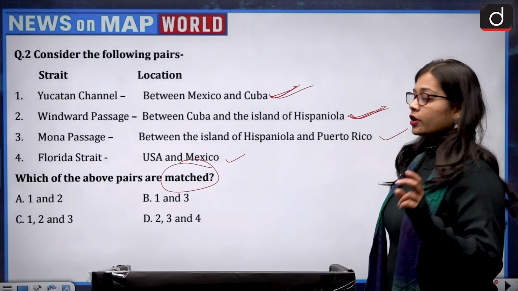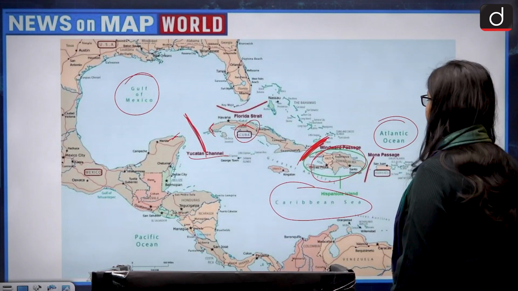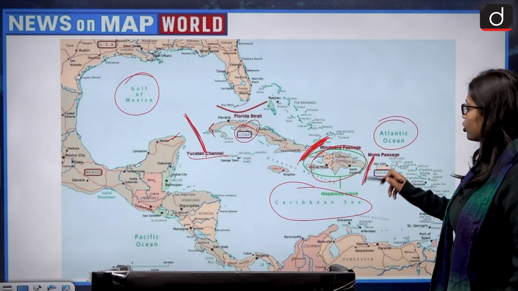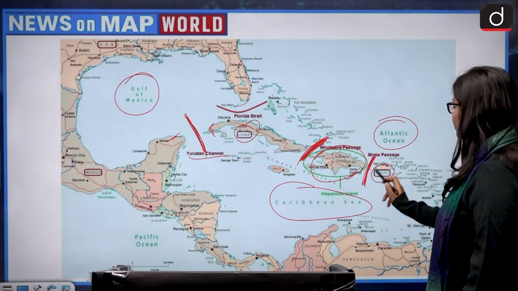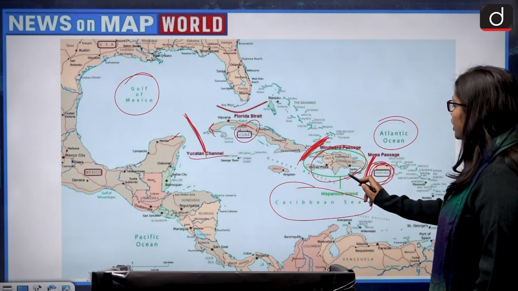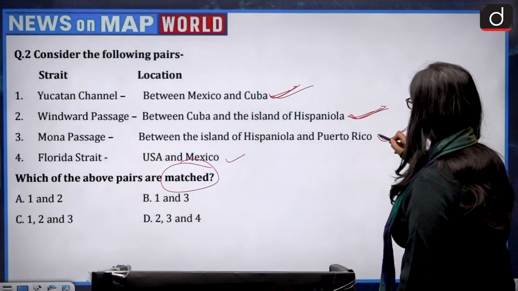Now, third is the Mona Passage between the island of Hispaniola and Puerto Rico. Let us see the Mona Passage. On one side is the Hispaniola Island, while on the other side is Puerto Rico. So, Hispaniola on the west and Puerto Rico on the east. So, this also becomes correct.